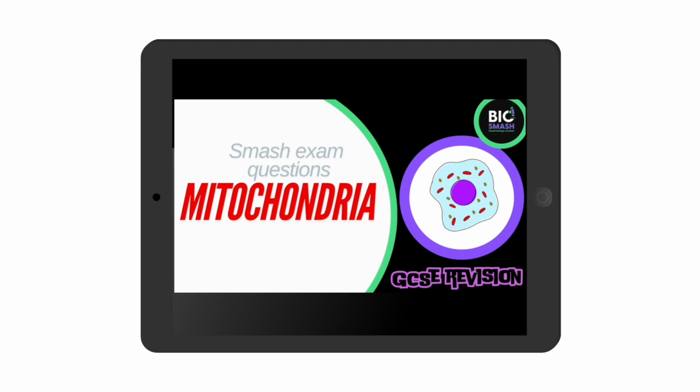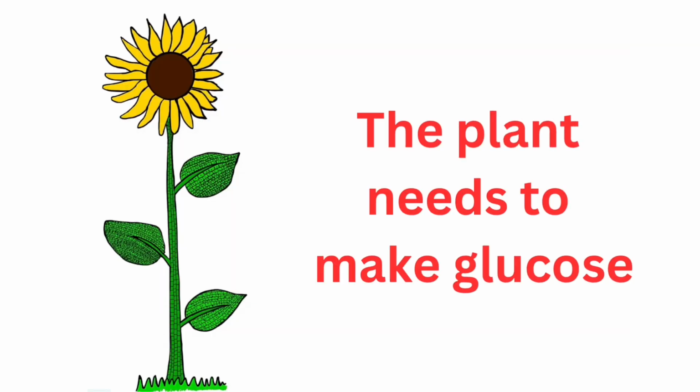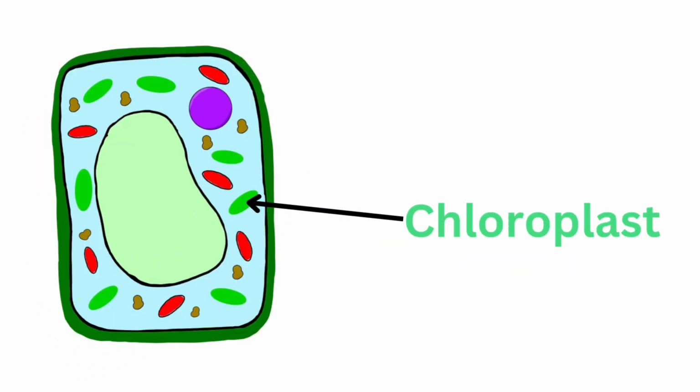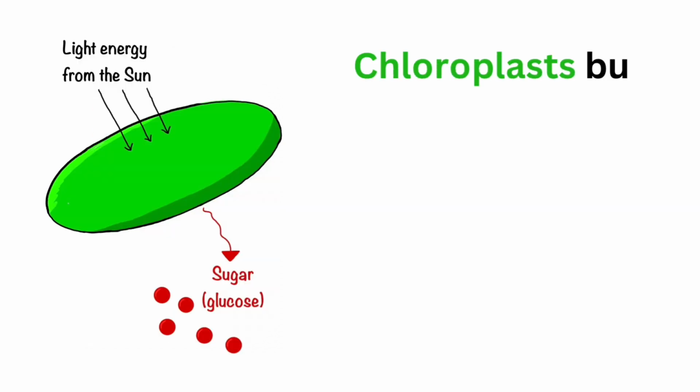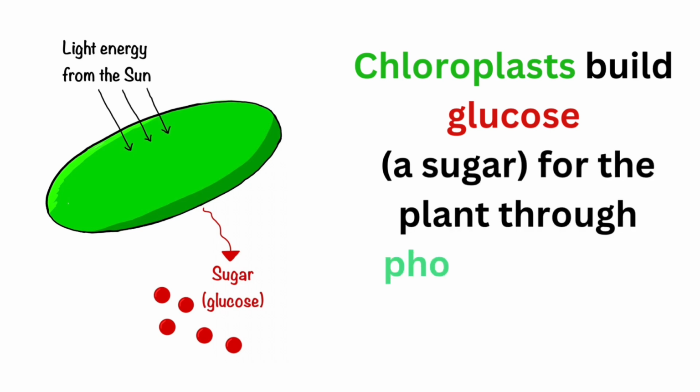For the mitochondria to be able to do their job and break down glucose to get energy, the plant actually needs to make the glucose in the first place. And this is where the chloroplasts come in. So a plant cell contains lots of these green chloroplasts. And in this diagram, I have labelled one of the chloroplasts. And chloroplasts carry out a different chemical reaction called photosynthesis. And in photosynthesis, the chloroplast uses light energy to carry out a chemical reaction that makes sugar, or the sugar is sometimes called glucose.